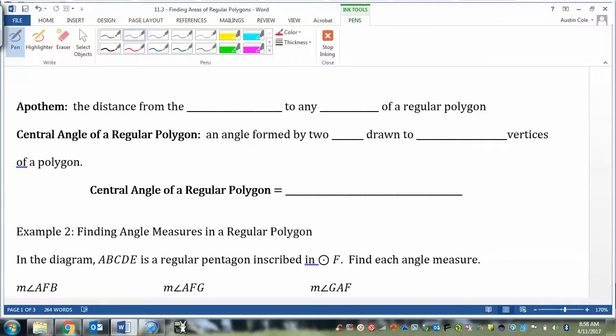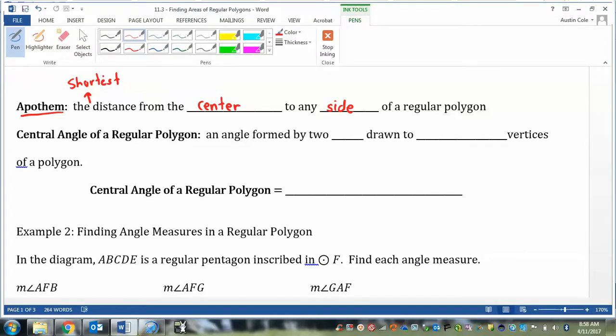We're going to learn something called the apothem. And the apothem is the distance from the center of a regular polygon to any side. I want you to put shortest. It's the shortest distance from the center to a side of a polygon.